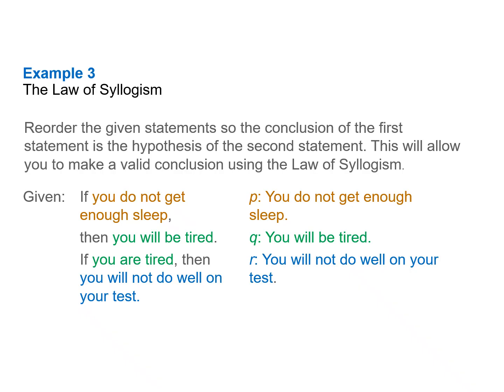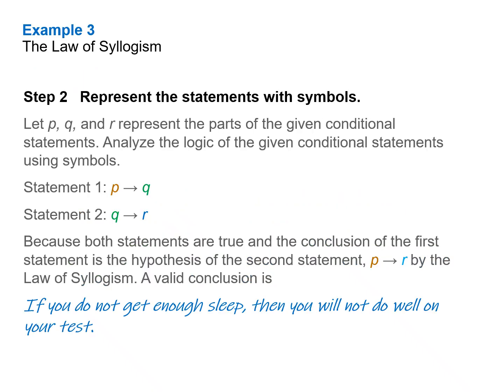Given if you do not get enough sleep, then you will be tired. If you are tired, then you will not do well on the test. That allows us to go from P, because our Q is the same, P to R. So the statement should be, if P then Q, then if Q then R. And because both statements are true and the conclusion of the first statement is the hypothesis of the second, we can apply if P then R by the law of syllogism. A valid conclusion is if you do not get enough sleep, then you will not do well on your test.